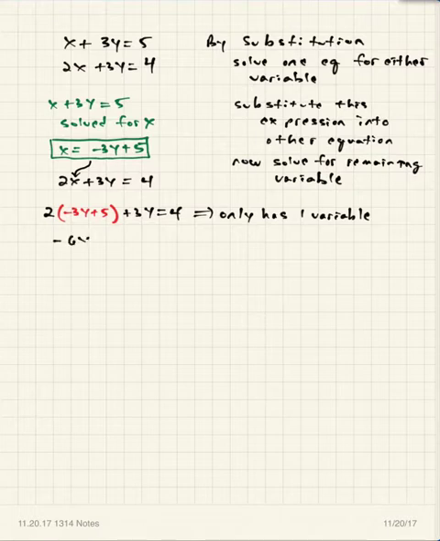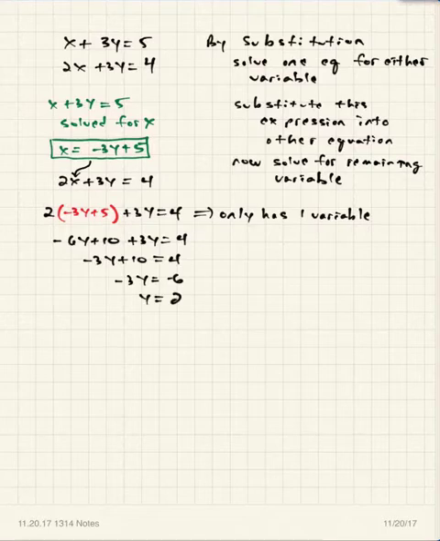So you have negative 6y plus 10 plus 3y equals 4. Collect like terms, you get negative 3y plus 10 equals 4. Subtract 10 and you get negative 3y equals negative 6. Divide by negative 3, boom, we get y equals 2, and we've got one of the variables.